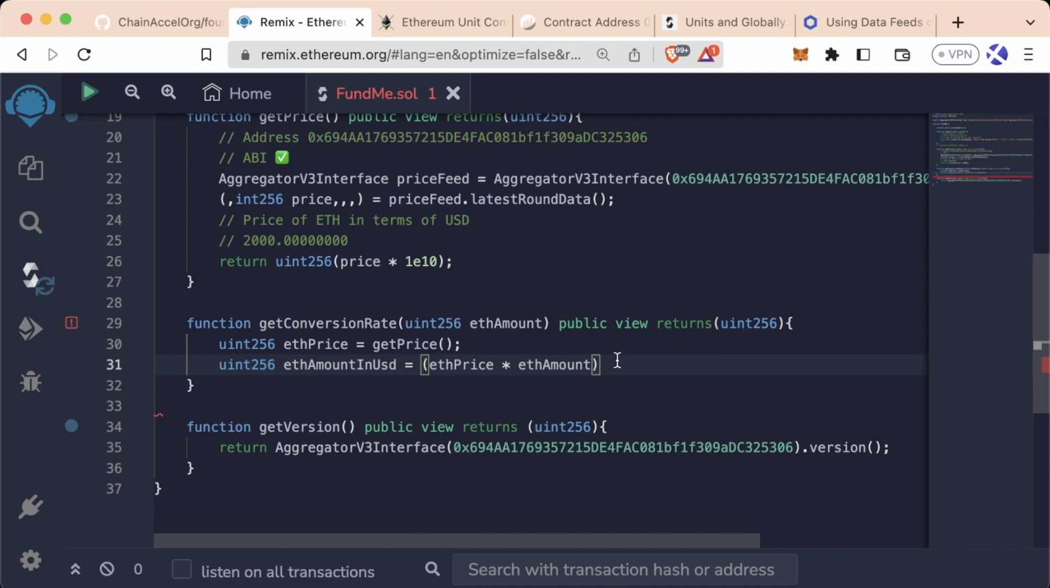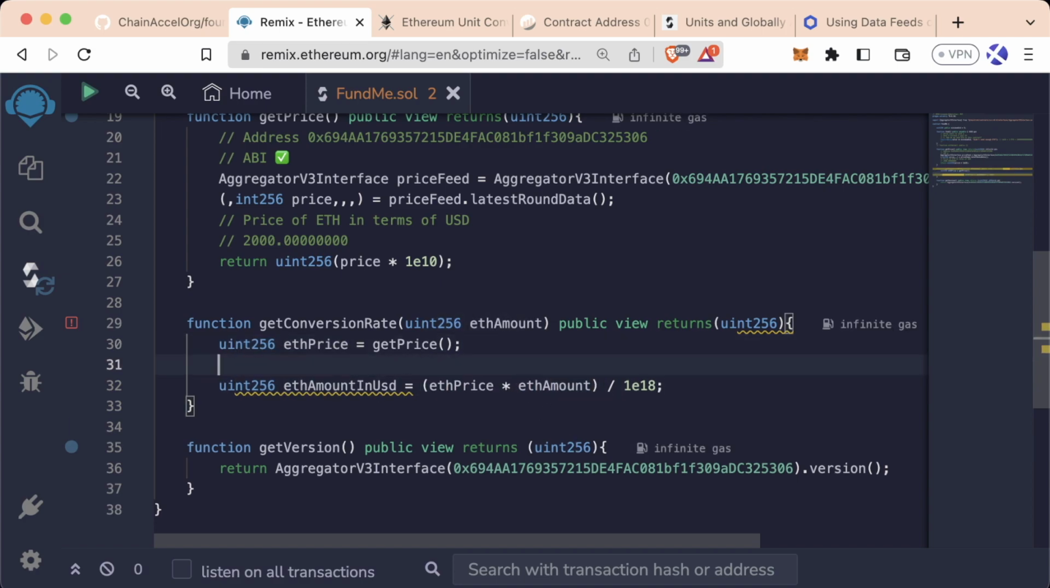And then we actually have to divide by 1e18. The reason we divide by 1e18 is because both of these have 18 decimal places. And if we multiply these numbers by each other, where both of these are representing 1, we're actually going to get a number that's absolutely massive with 36 decimal places. So we need to divide by 1e18 to reduce it back down to what it should actually be.